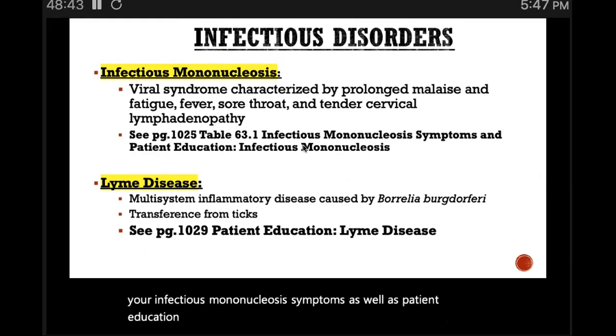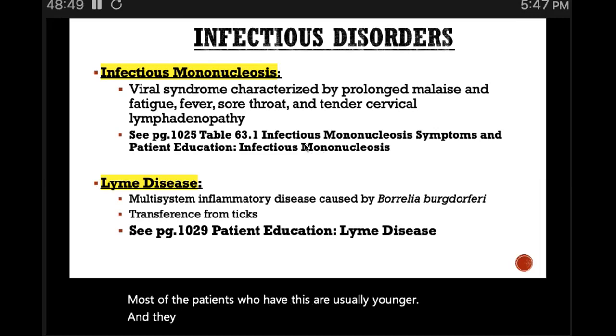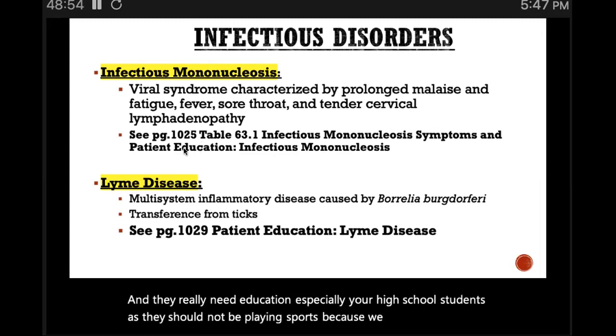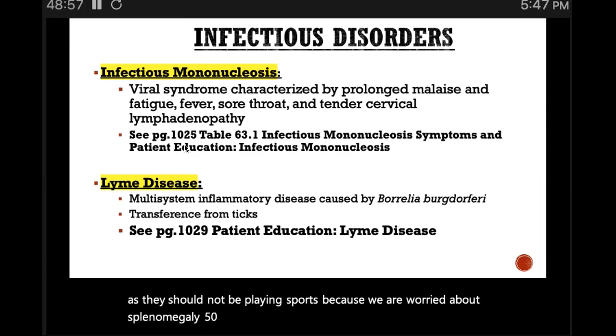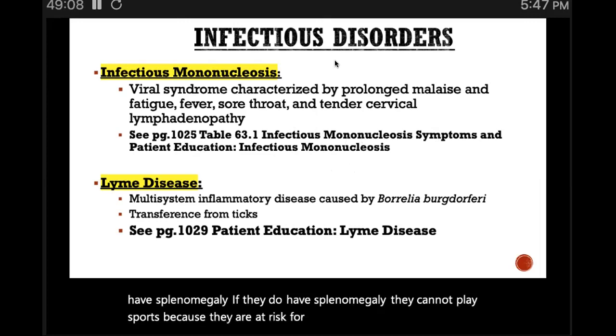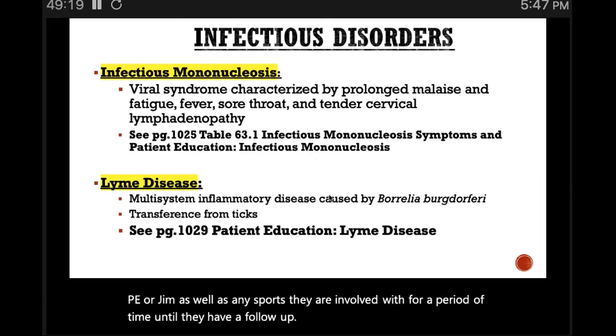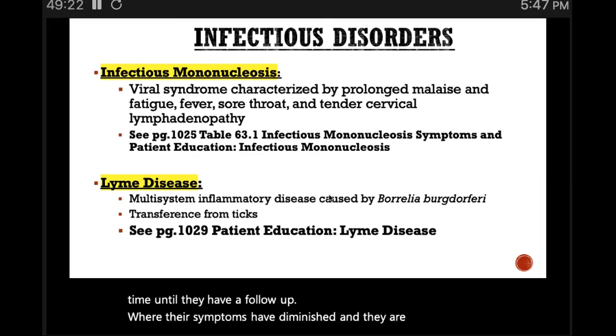So important. Most of the patients who have this are usually younger, and they really need education, especially your high school students, as they should not be playing sports, because we are worried about splenomegaly. 50% of the cases of your EBV type mononucleosis will have splenomegaly. If they do have splenomegaly, they cannot play sports because they are at risk for rupture. So you need to make sure that they are excused from both PE or gym, as well as any sports they are involved with, for a period of time until they have a follow-up where their symptoms have diminished and they are no longer at risk for splenomegaly.